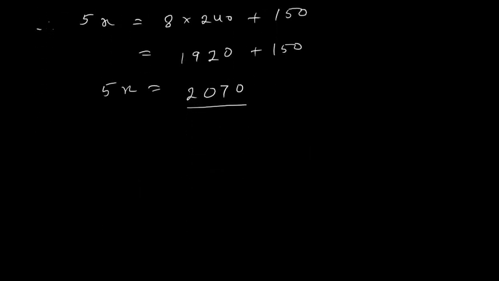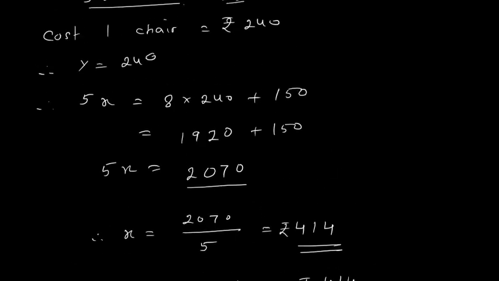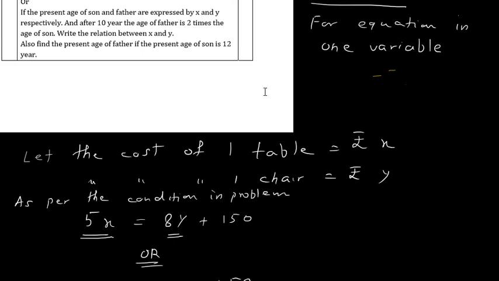So what is the value of x? The value of x is 2070 divided by 5. So 5 fours are 20, 5 ones are 5, 2, 20 again, 5 fours are 20. Therefore we will say that the cost of 1 table is equal to rupees 414. This is the cost of 1 table, right? Simple question.